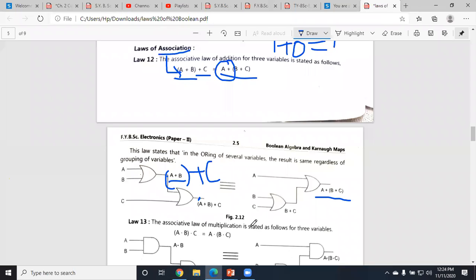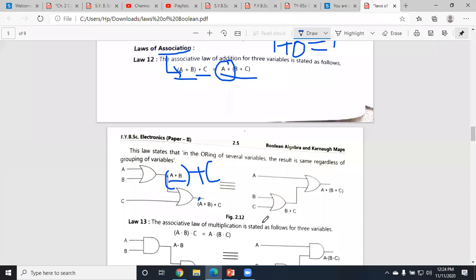Suppose someone just draws like this. That is also fine. Are you getting what I'm trying to tell?